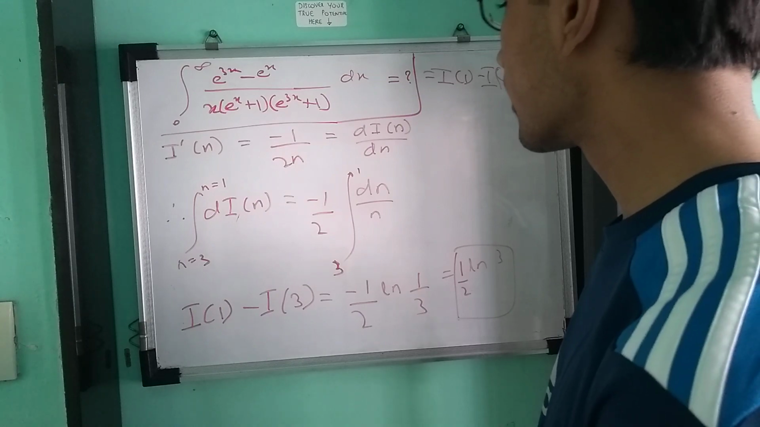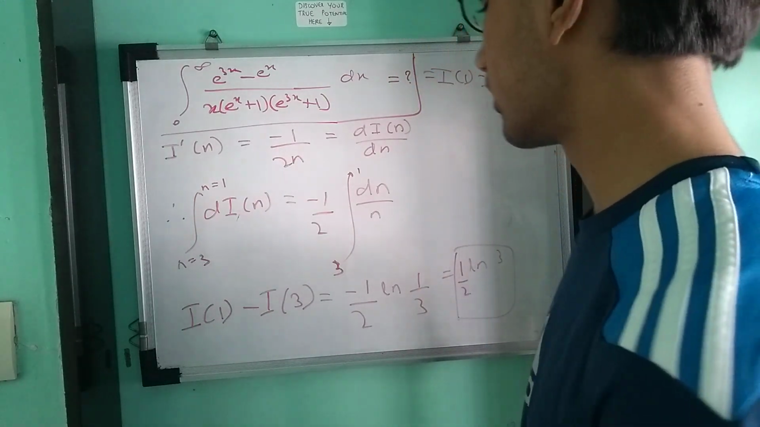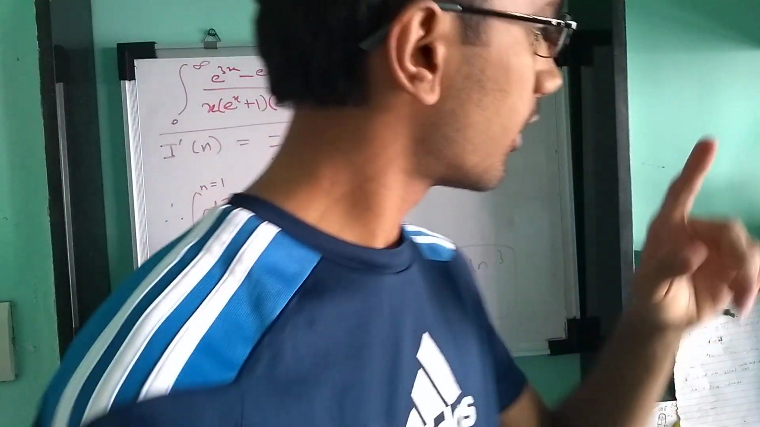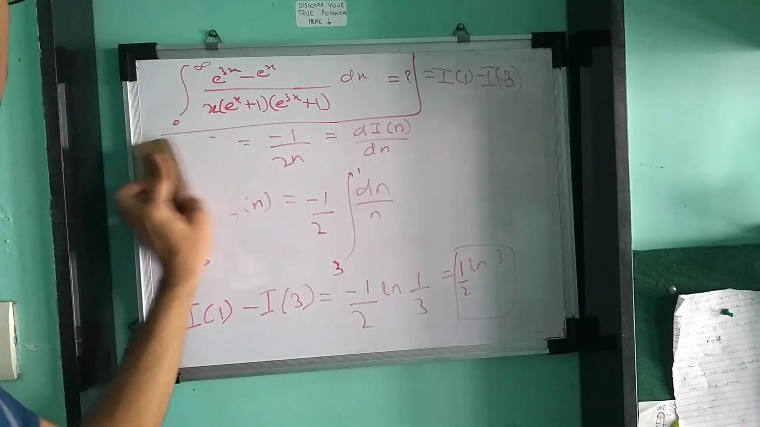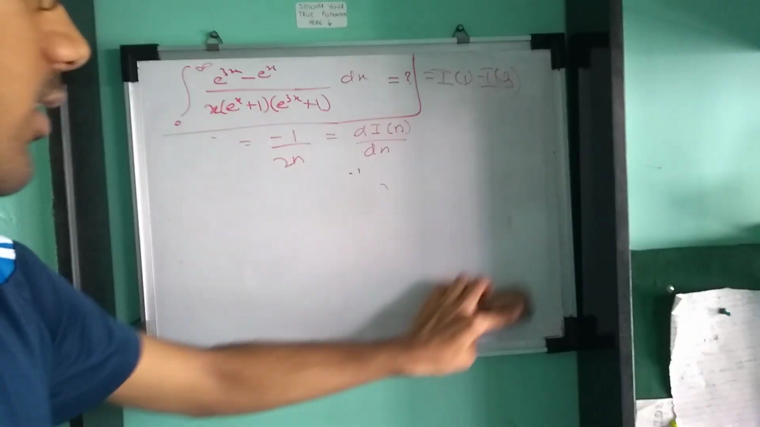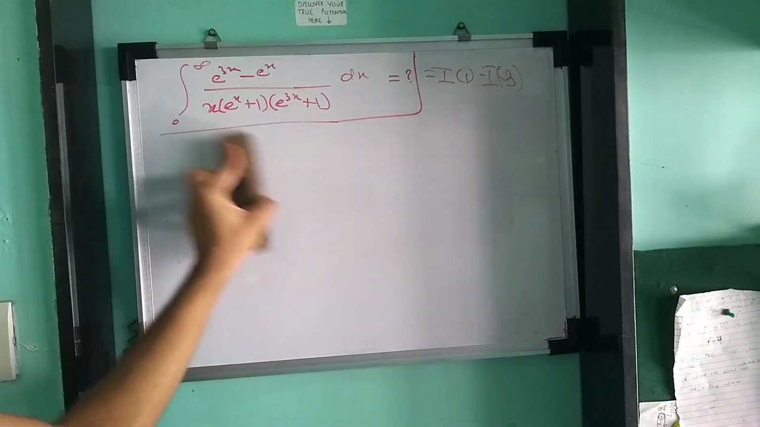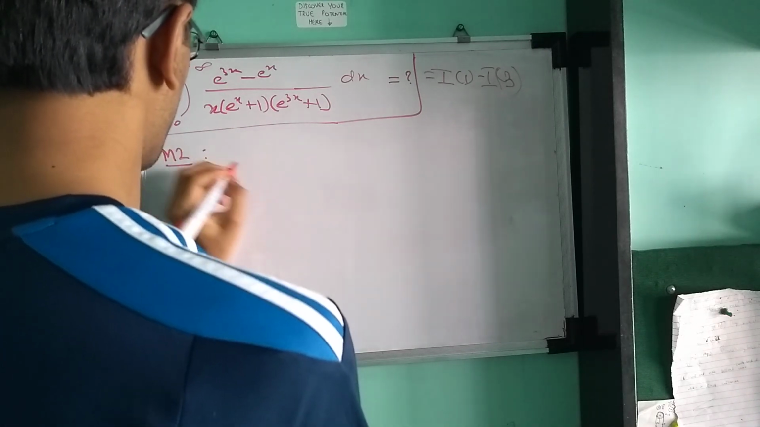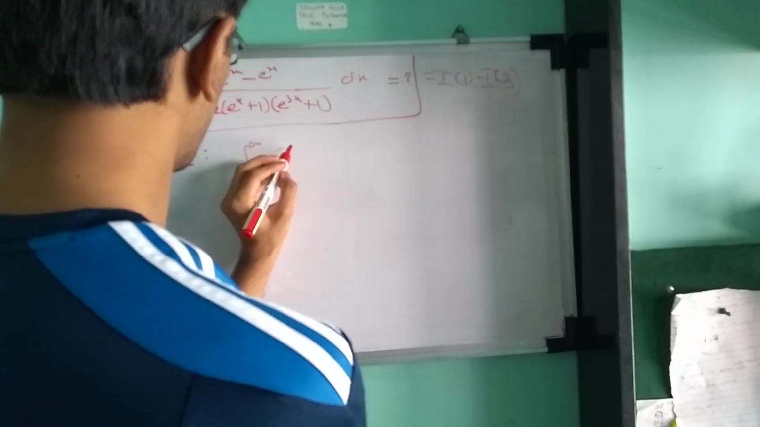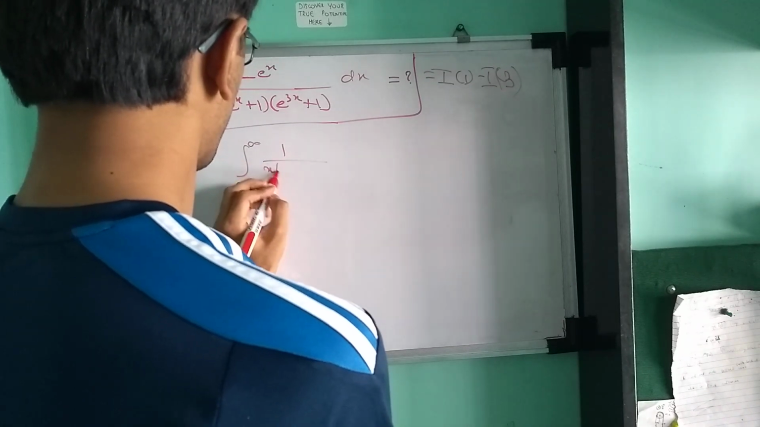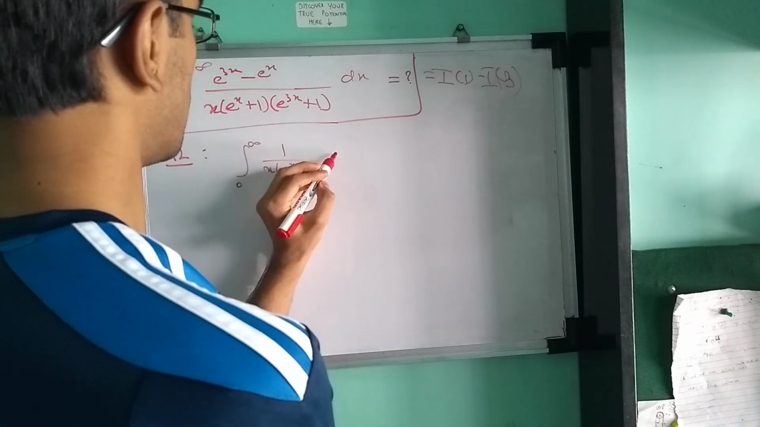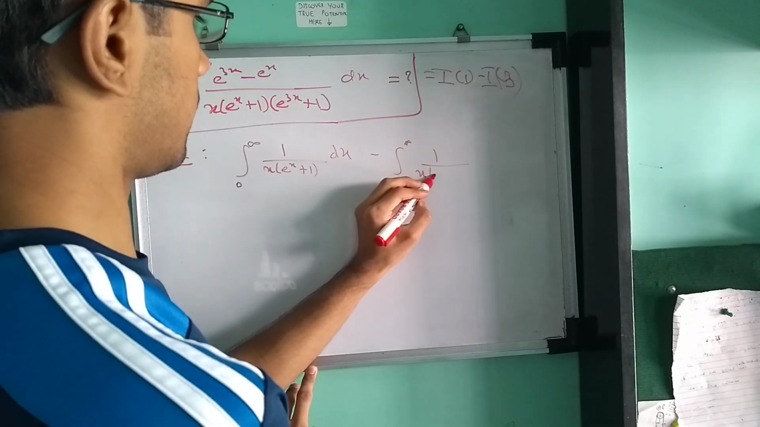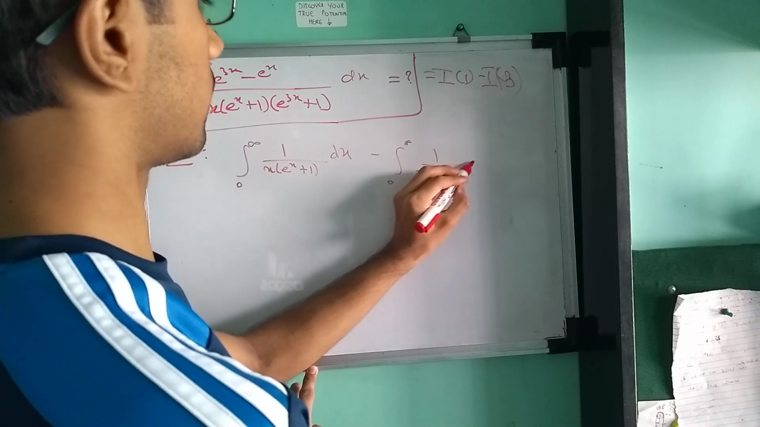Now this involved a technique called parametric differentiation, right? So this is still a little bit advanced. With the next method I will show you, I believe you'll like that much more, because it's really simple, right? So this is one way to get the answer. The second way is, I'll write it as partial fractions again. 0 to infinity 1 by x e to the power x plus 1 dx minus 0 to infinity 1 by x e to the power 3x plus 1 dx.